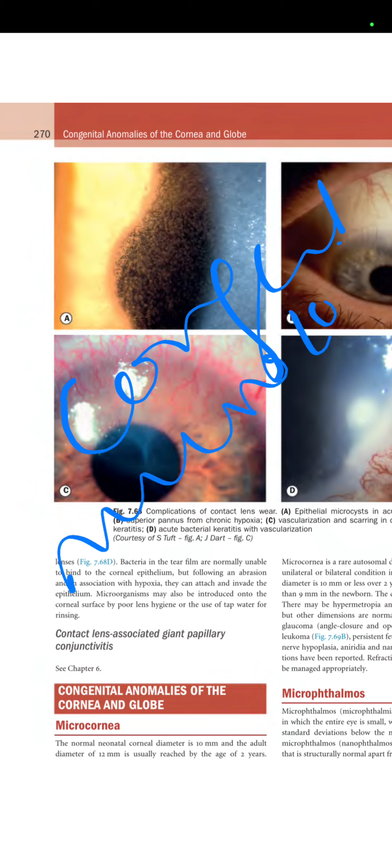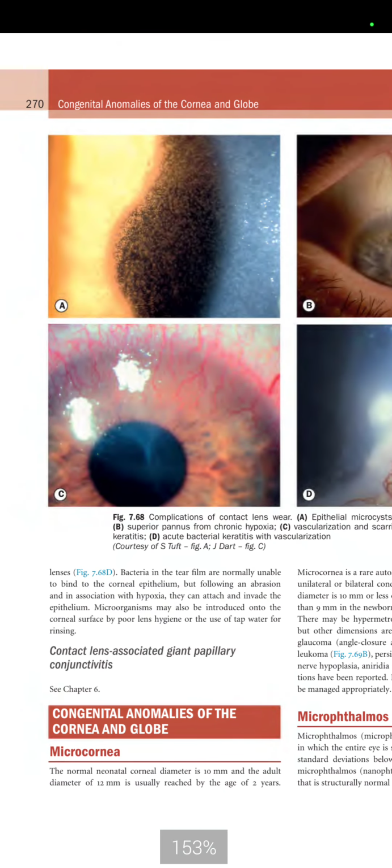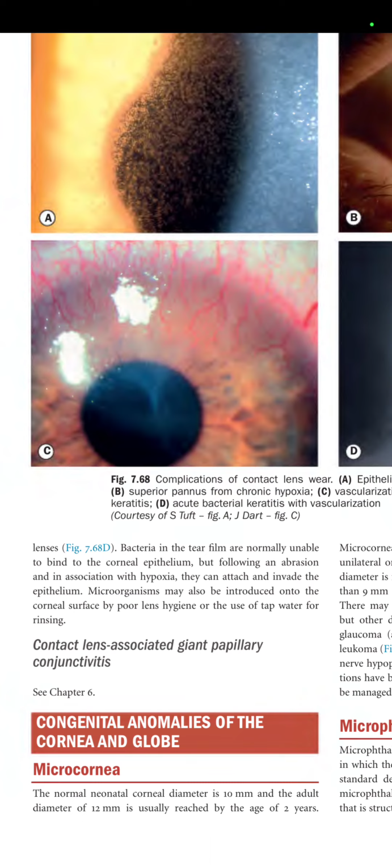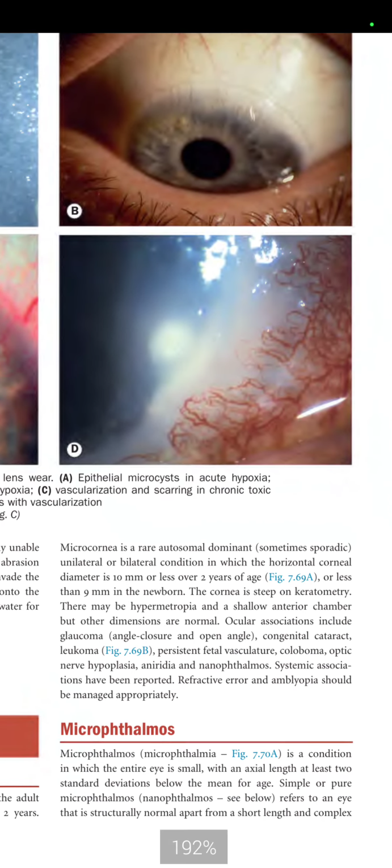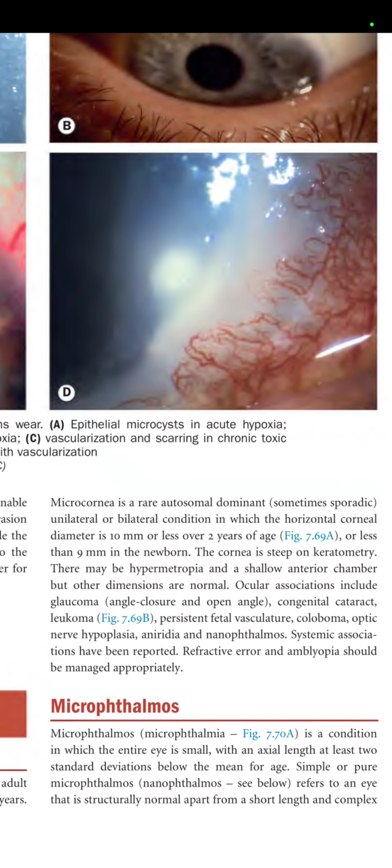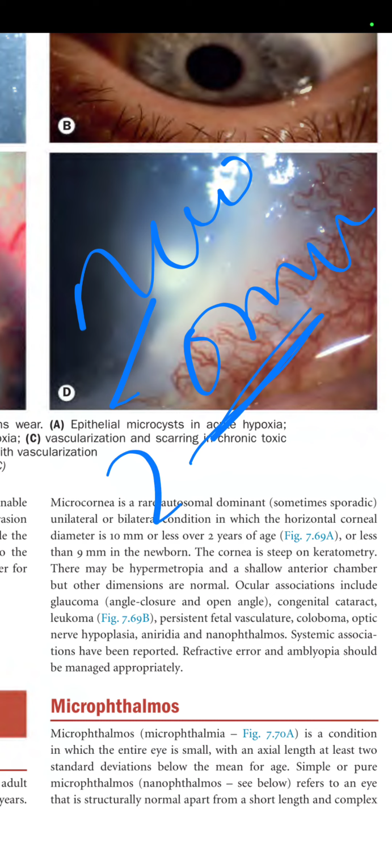Microcornea, in which the cornea is smaller in size than the normal cornea. The normal neonatal corneal diameter is 10 millimeter, and the adult diameter of 12 millimeter is usually reached by the age of 2 years. Microcornea is a rare autosomal dominant, sometimes sporadic, unilateral or bilateral condition in which the horizontal corneal diameter is less than 10 mm over 2 years of age, or less than 9 mm in the newborn. So basically, in a newborn, the cornea diameter is about 10 millimeter, and by 2 years it is 12 millimeter.